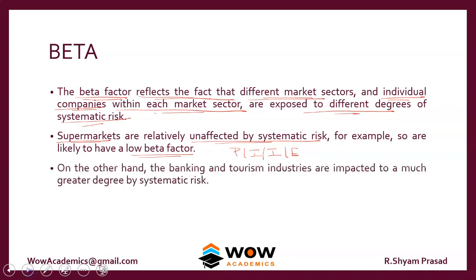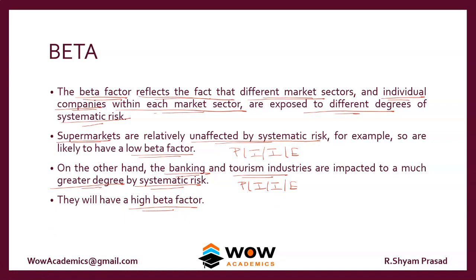On the other hand, if you see a company like banking or tourism, these companies are heavily influenced by political interest, inflation and economic risk. So these are heavily impacted, hence they have a higher beta. Okay, they are greater degree and they have a higher amount of beta. So you can put it like this: companies which have less systematic risk will have lower beta, companies which have high systematic risk will have high beta.